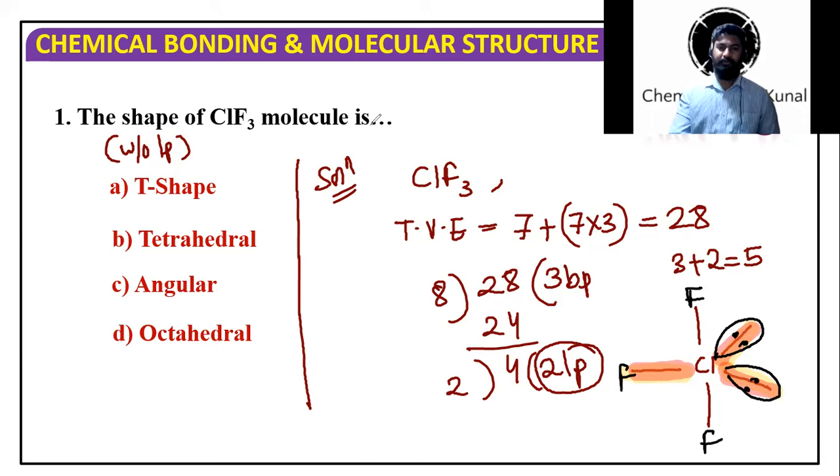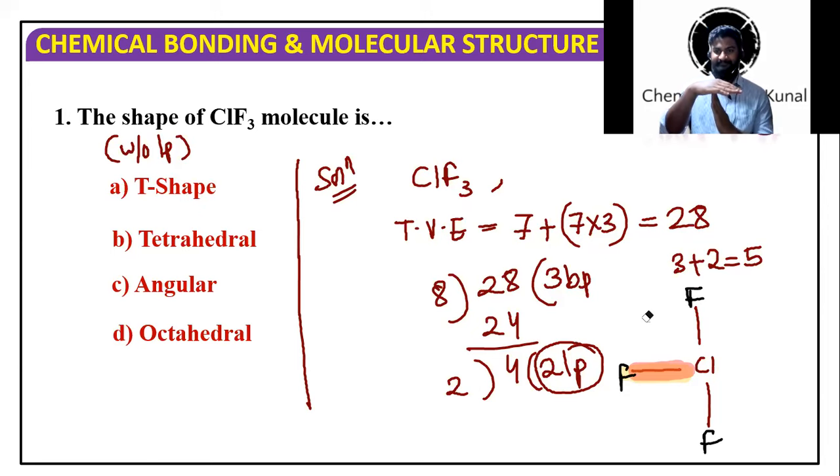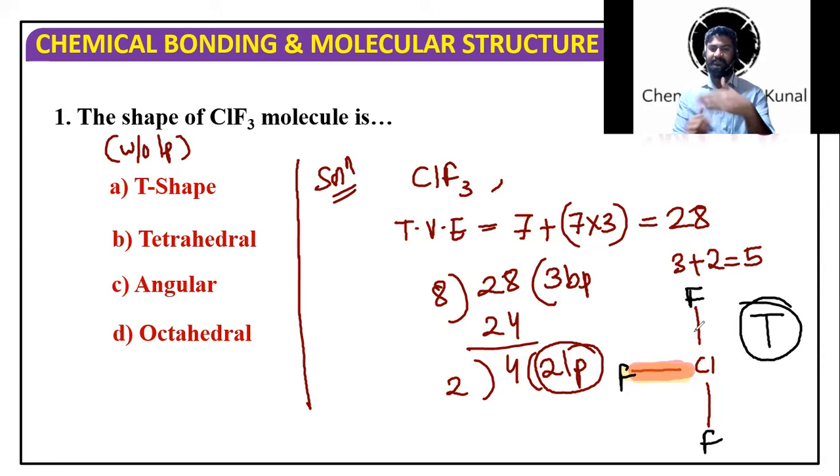Now you tell me, if I erase the lone pairs, how does it look like? See, T. Very good. It looks like T. You get it, right? The answer is T-shaped, right? This is how we approach it. So shape is always seen without the lone pairs. And this is how you can do any question on shape, structure, hybridization, anything.